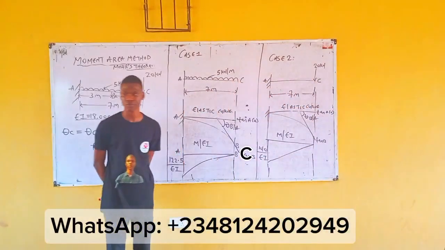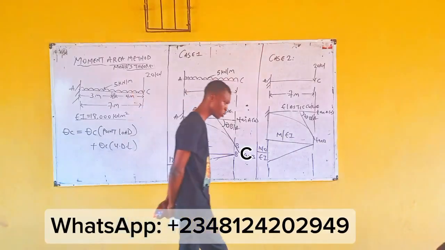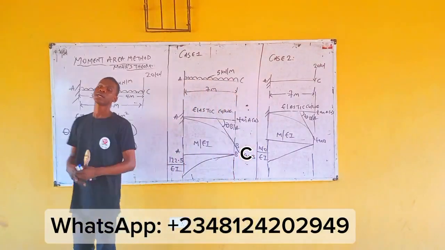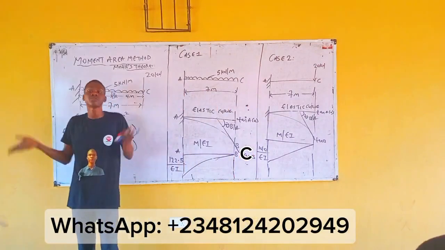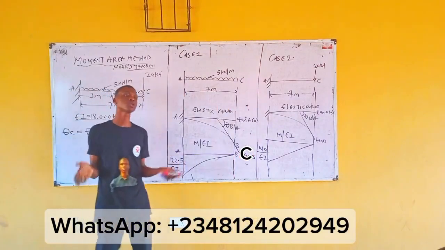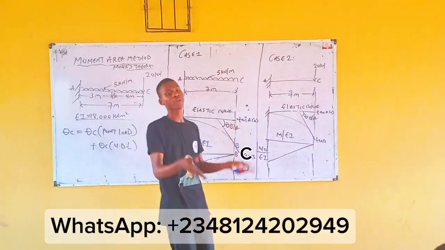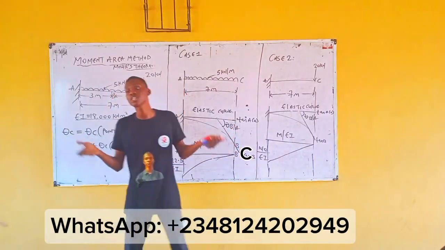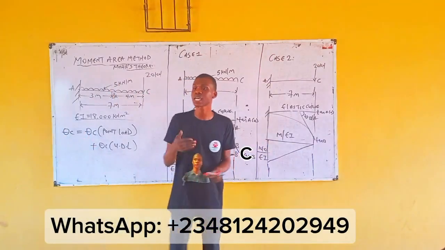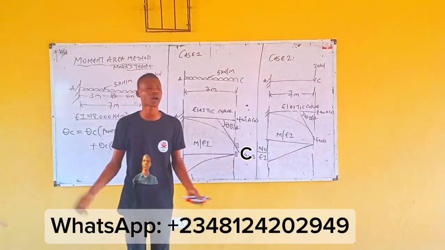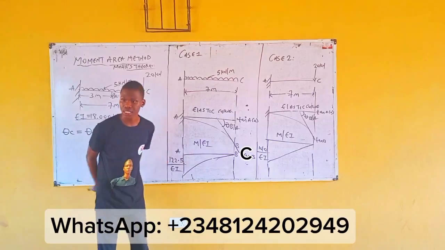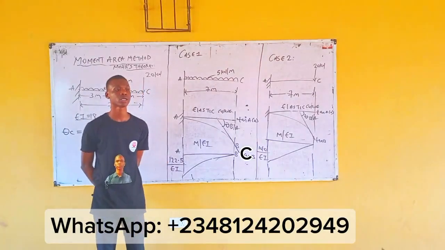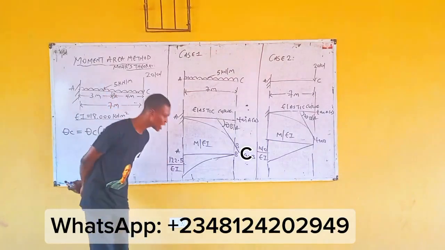By theorem 1, recall theorem 1. The angle measured in radian between the tangent of any 2 points on the elastic curve of a beam is equal to the area under the M by EI diagram. Now, the 2 points in this case is what? Case 1. What are these 2 points? A and B. Yeah.